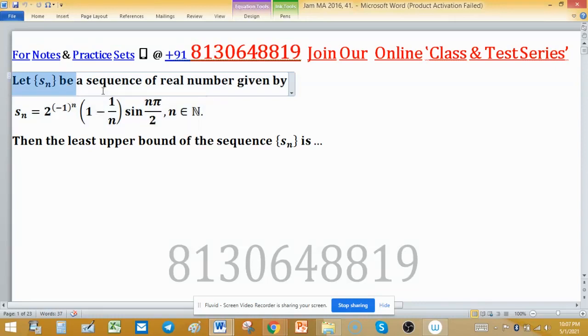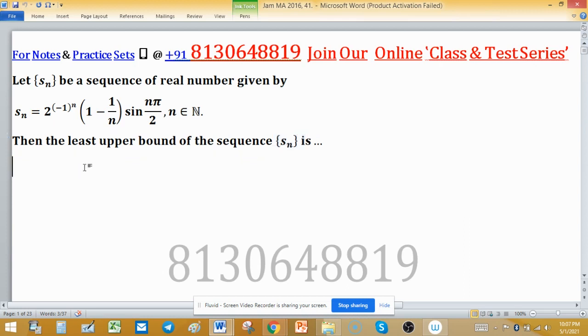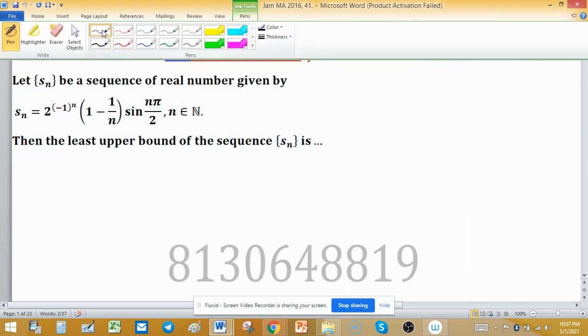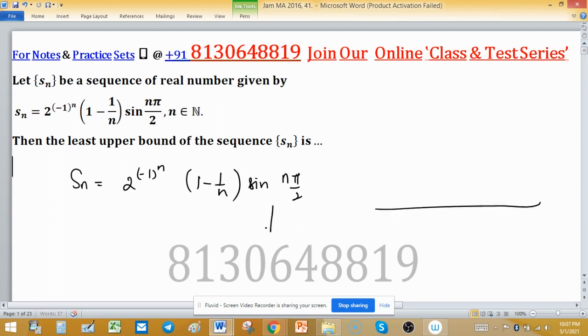Let Sn be a sequence of real numbers given by this expression, then the least upper bound of the sequence Sn is. So Sn is 2 raised to the power minus 1 raised to the power n, times 1 minus 1 upon n, times sine of n pi by 2. This is given by Sn, and sine is involved here.